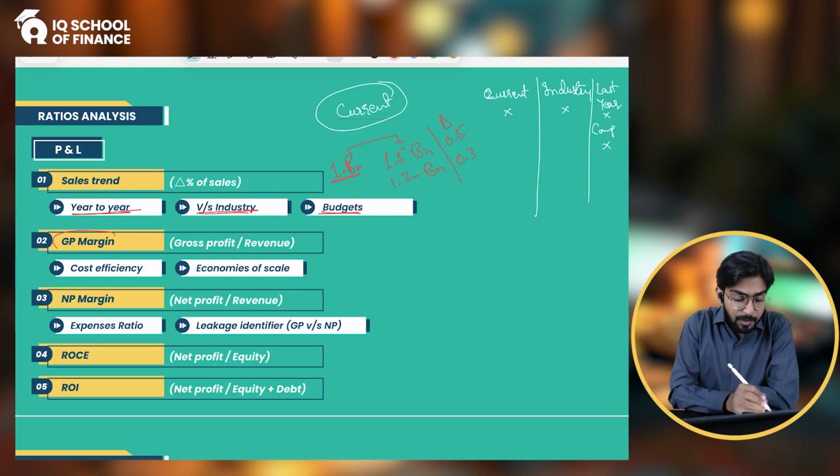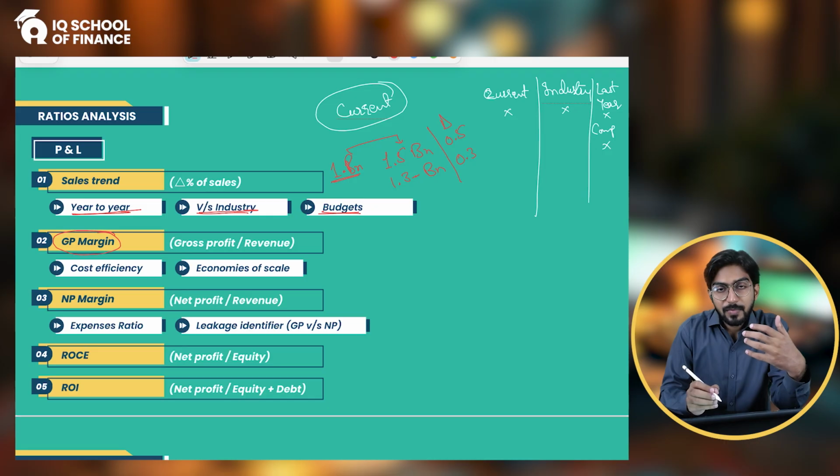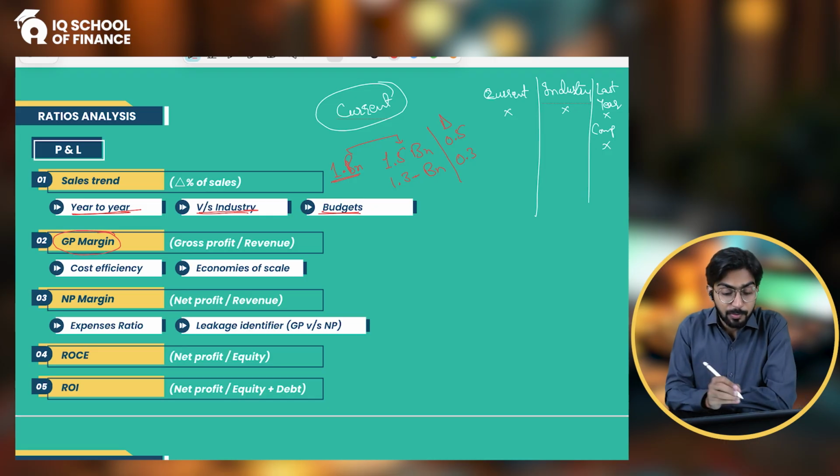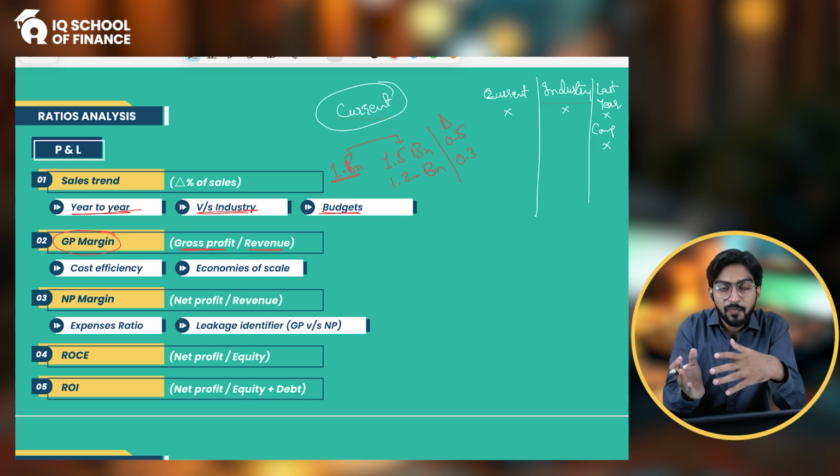Then we have the GP margin. So how is the GP margin calculated? You calculate the GP margin by dividing the gross profit by your revenue. Whenever you need to calculate any kind of margin, you divide it by revenue. So how do you calculate the GP, or the gross profit?